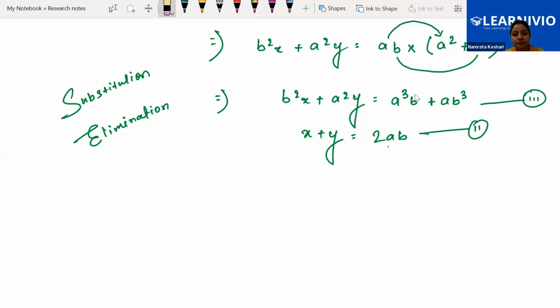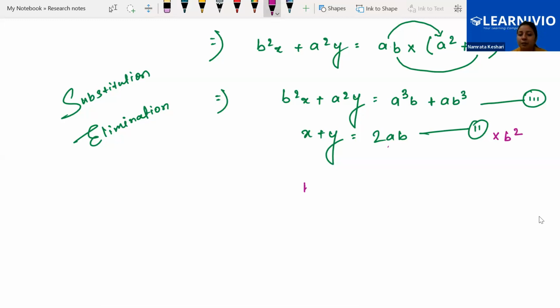Ma'am, we'll multiply equation 2 with b. We can multiply equation 2 with b square. B square. Perfect. We can multiply equation 2 with b square. Yes, that will work.